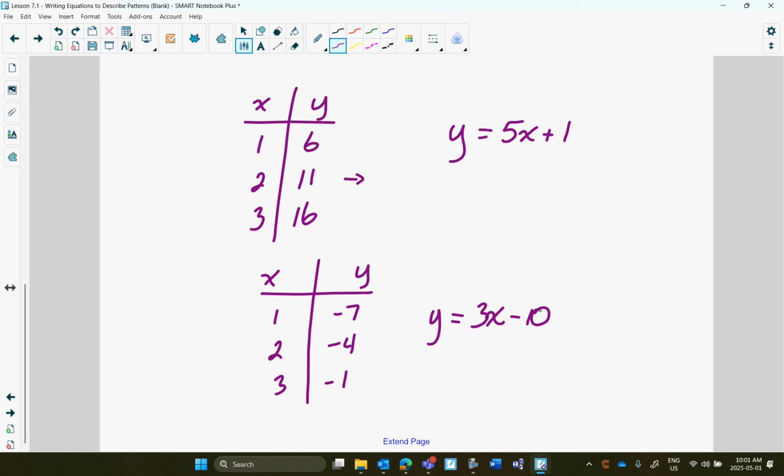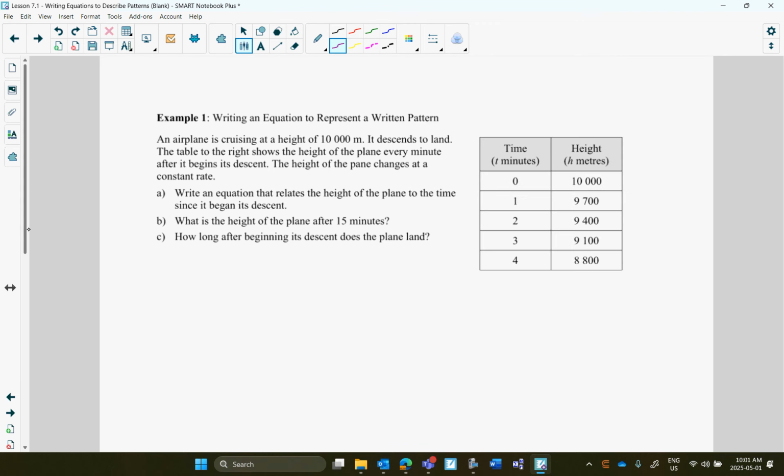I like these, they're kind of like puzzles. Okay, let's look at the last couple of examples. This one's a little challenging.